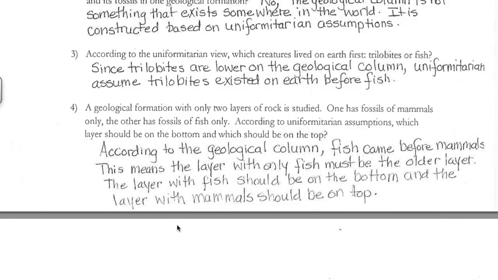According to the uniformitarian assumption, which layer would be on the bottom and which would be on the top? According to the geological column, fish came before mammals. This means the layer with only fish must be an older layer. The layer of the fish should be on the bottom, and the layer with the mammals should be on top.